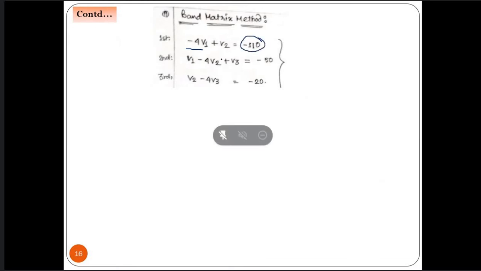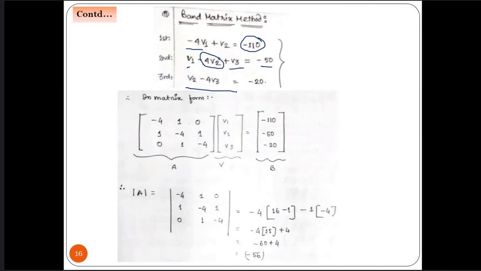For the second, it is minus 4V2. V2 is connected to 1 and 3, so V1 plus V3. On the right hand side, you have to consider the potential of the fixed node, that is the minus of the sum of this. Similarly, for the third node, you can write down this one. Then you write this in a matrix form. In a matrix form, this is the sparse matrix A. This is the column matrix for the unknown potential of the free nodes. This is the column matrix corresponding to the potential of the fixed nodes.